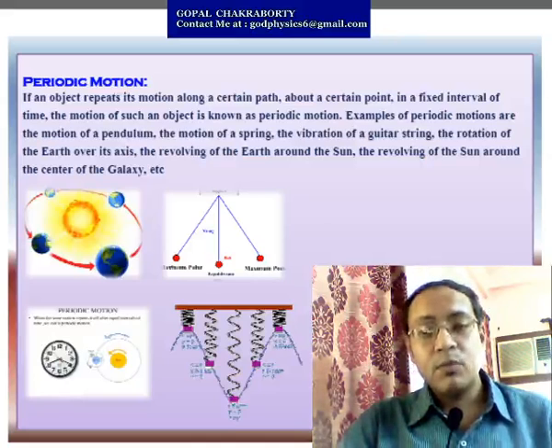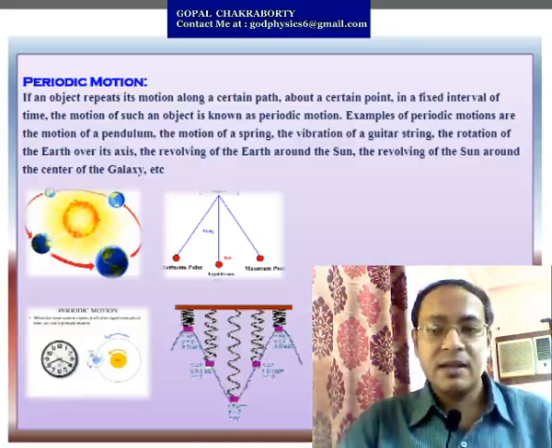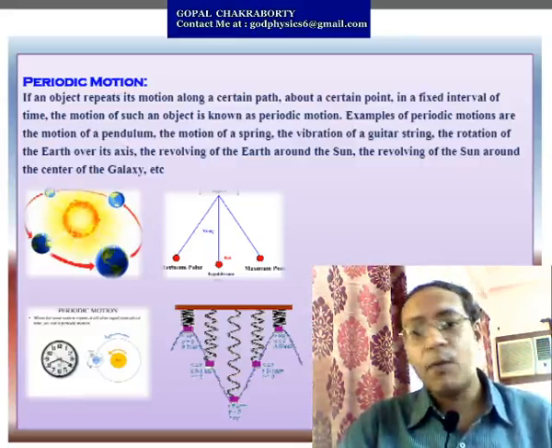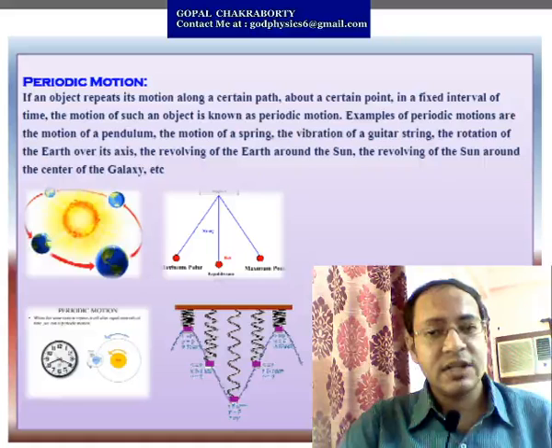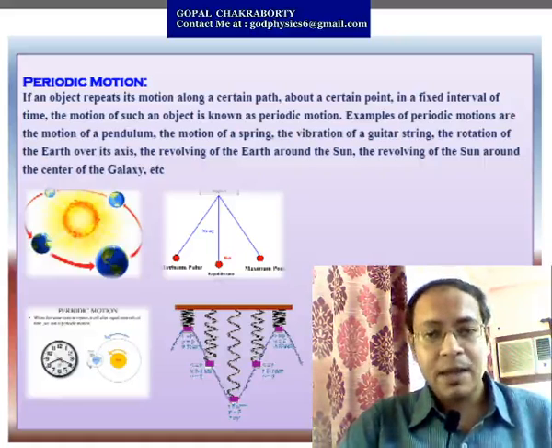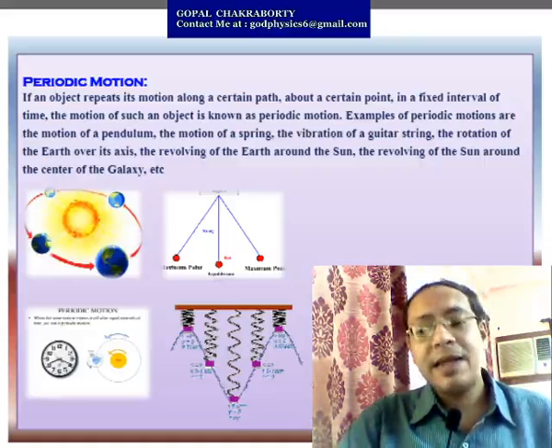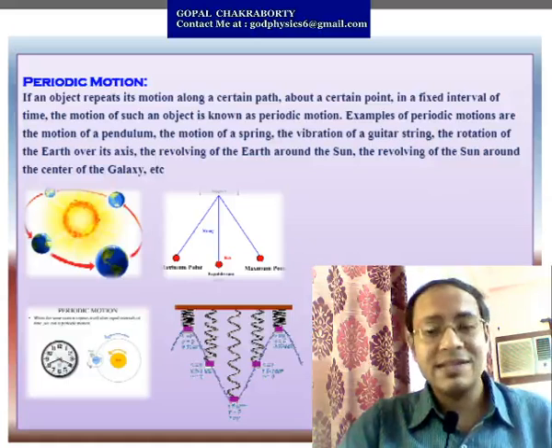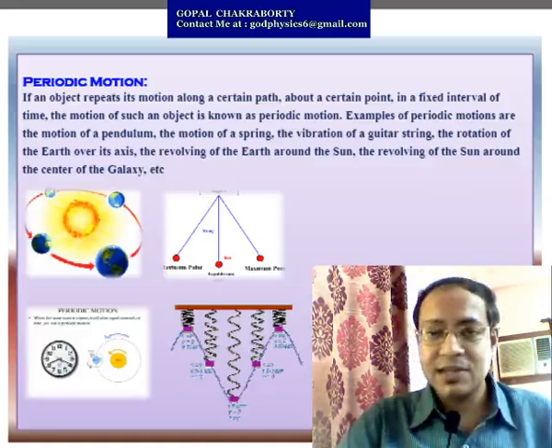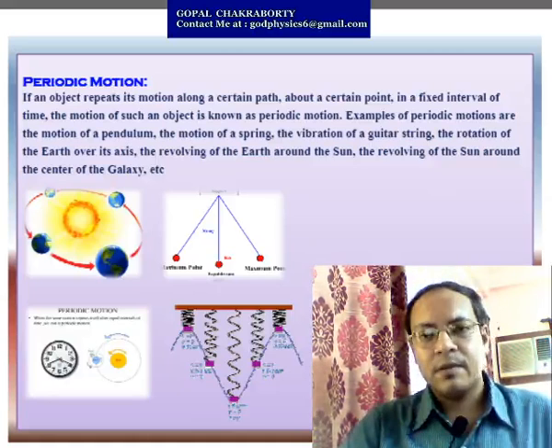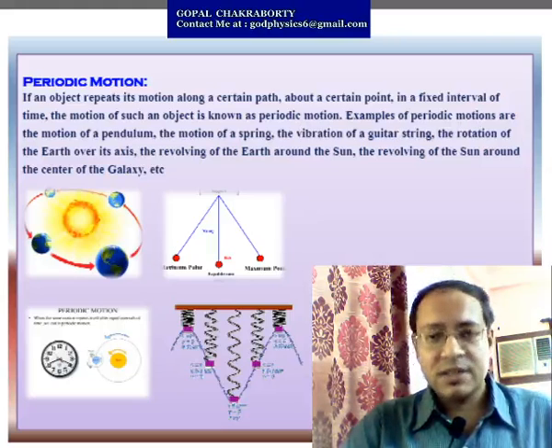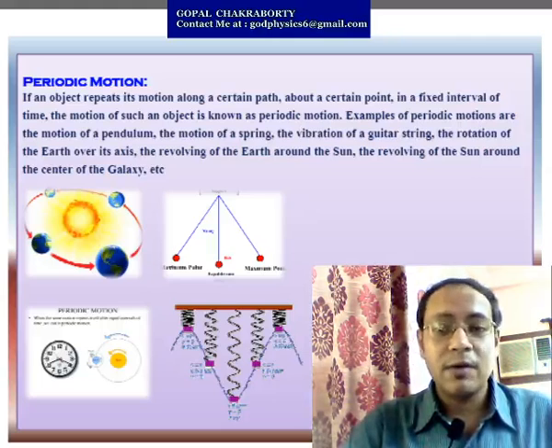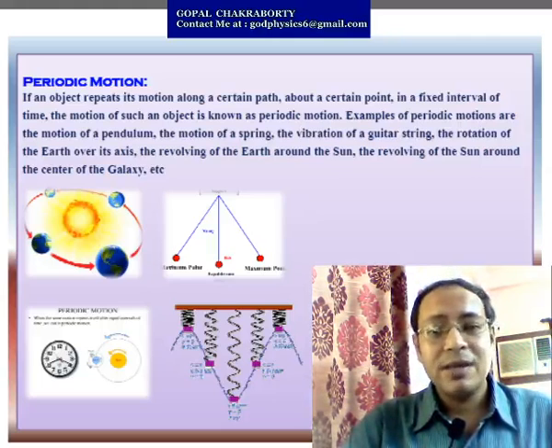Motion is basically a phenomenon where the object changes its position with respect to time, and mathematically it can be described in terms of displacement or distance, velocity, speed, acceleration, etc. Many types of motions are there. Here you have to concentrate only on the periodic motion.